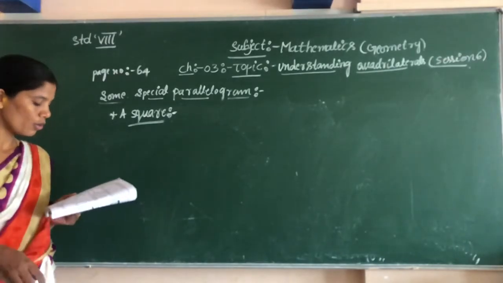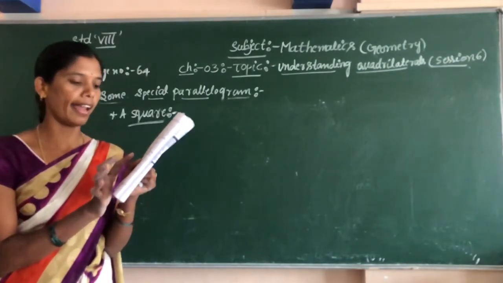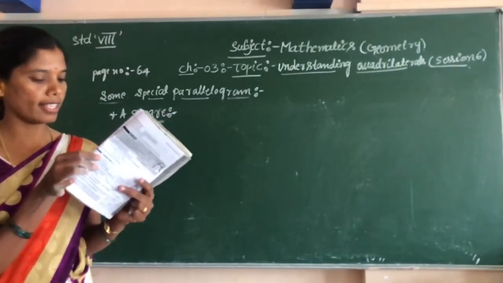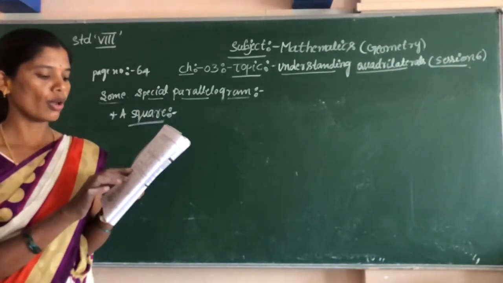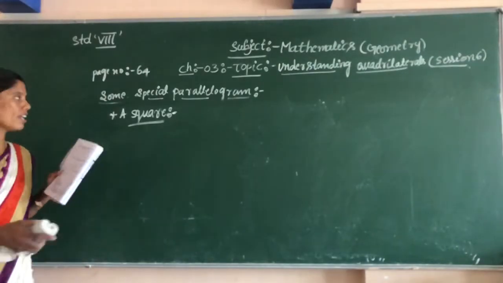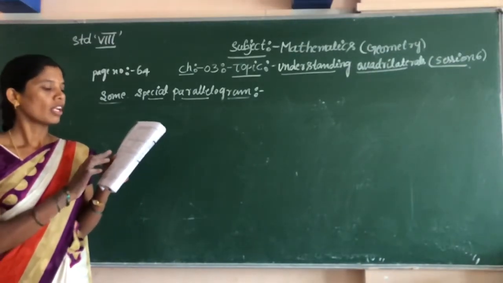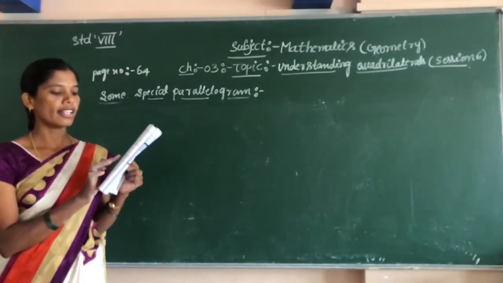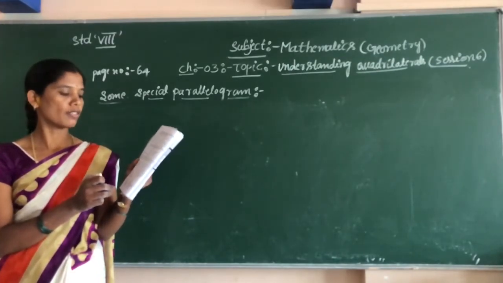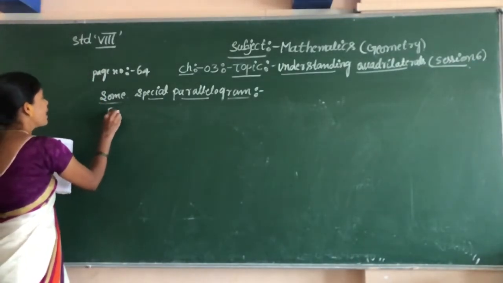Okay, children, one example is there. You see example 8. RENT is a rectangle. Its diagonals meet at O. Find x if OR is 2x plus 4 and OT is equal to 3x plus 1. You should read the question. RENT is a rectangle, its diagonals meet at point O, and we have to find x.